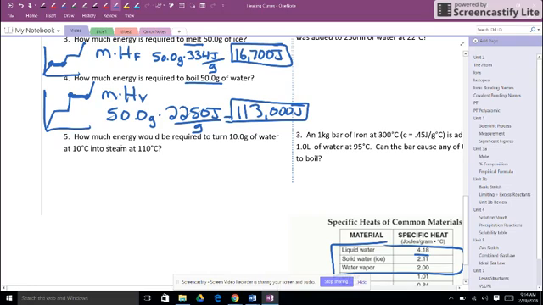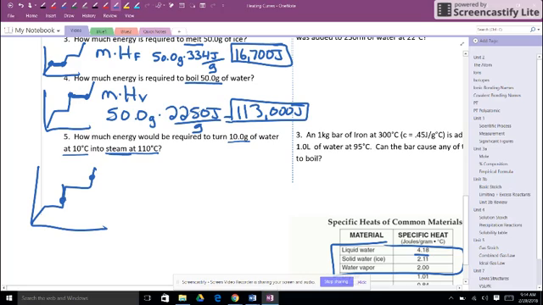Okay, last question. How much energy would be required to turn 10 grams of water at 10 degrees Celsius into steam at 110? Okay, now there's some key words here. We got to think about this heating curve now. Now 10 grams at 10 degrees Celsius would be right there on the heating curve. Steam at 110 is up here.